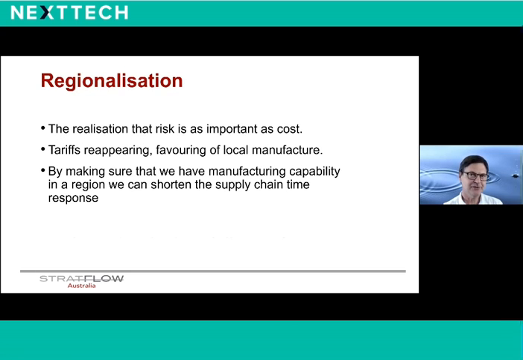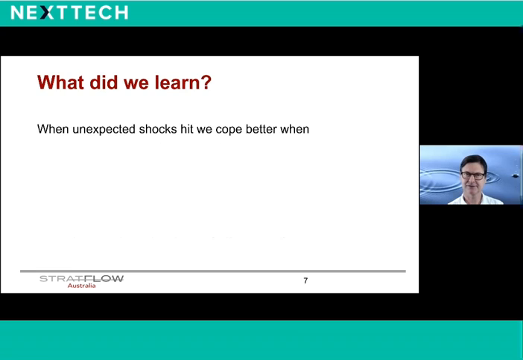So we've come to the realization that risk can have as much impact on our profit as high cost. Tariffs are reappearing in parts of the world, and governments are favoring local manufacturers, especially on medical and defense-related products. By making sure that we have manufacturing capability in a region, we can shorten our supply chain response time, we can forecast better, and hold central warehouses at the factory, which results in lower stock and better availability. And regionalization allows more control over supply and production strategies, of course.